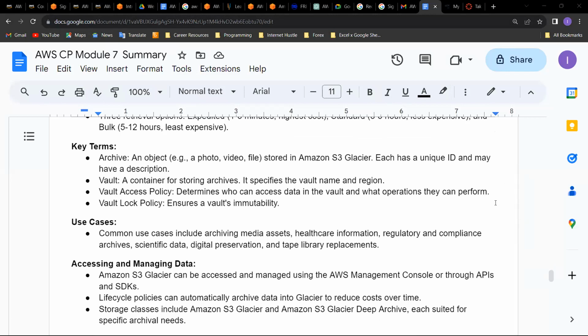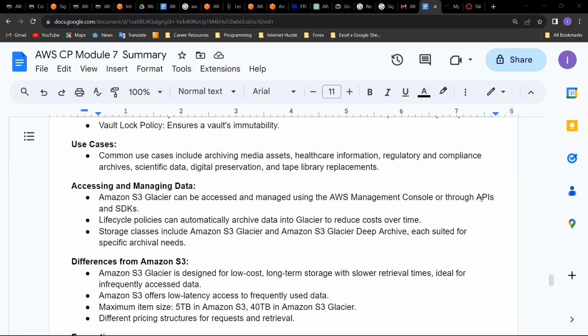So the use cases are most of the time healthcare information that you want to store, like hospitals where they archive that information, right? They have regulatory and compliance archives, scientific data, digital preservation, and tape library replacement. You can't just go to the hospital and request data about someone, or someone's health data just be retrieved like that. They follow certain procedures first. So these are the use cases for S3 Glacier.